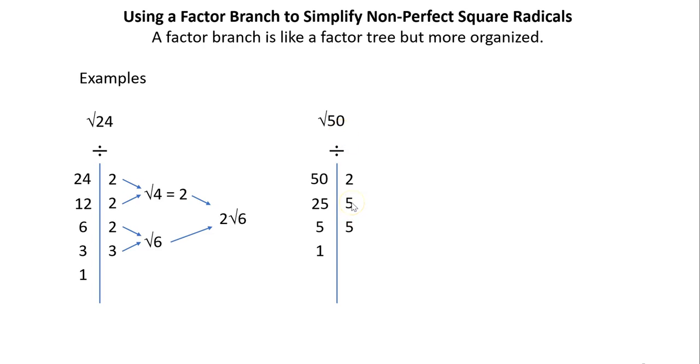Now, since they're all under the root, I'm going to take the 2 and I'm going to leave it under the root. Why am I doing that? Because I can't square root of 2 all by itself. But the 5 times 5 is really the root of 25, which is equal to 5. My final answer here, 5 square root 2. So just like you would do with factor trees, but way more organized than factor trees.